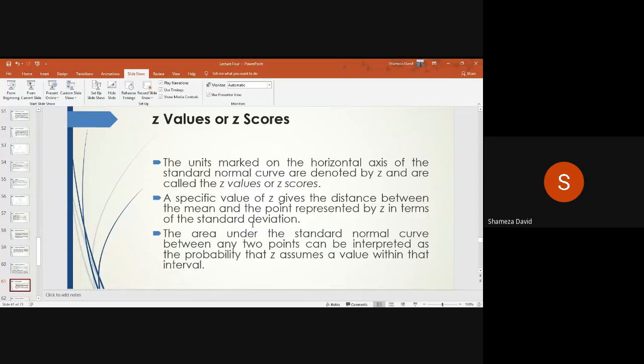Really and truly, what we're interested in is how many standard deviations away from the mean any given X value is. In any given question, we ask ourselves how far away from the mean in terms of standard deviations, which now becomes a unit of measurement. Once we know that, we can then find the probability value.